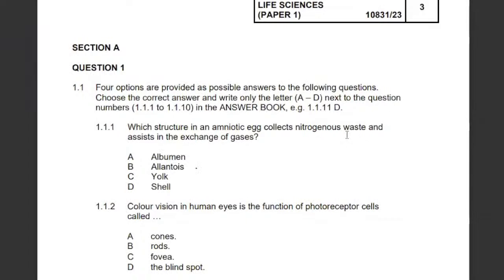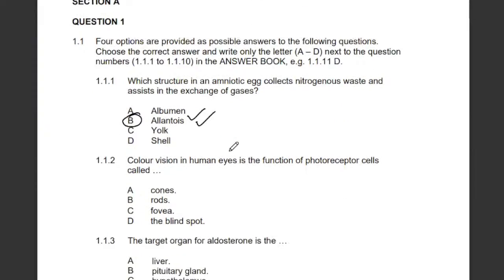So basically, they're asking you a question here: which structure in the amniotic egg collects nitrogenous wastes and assists in gaseous exchange? Don't forget that when you talk about the amniotic egg, we are talking about membranous eggs which has membrane. So in this case, the answer is going to be B. So here you get two marks, which is allantois.